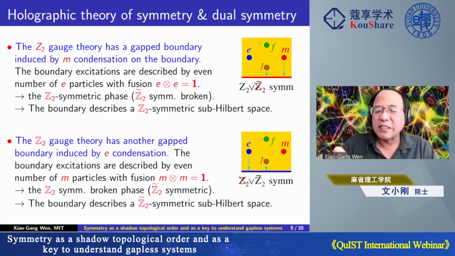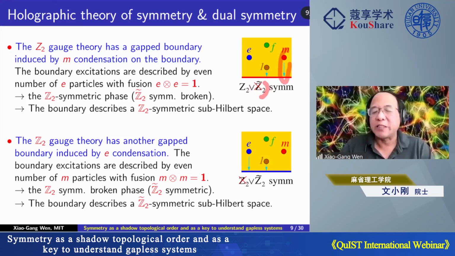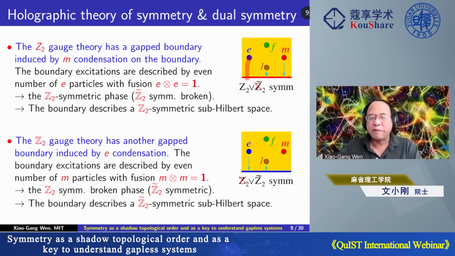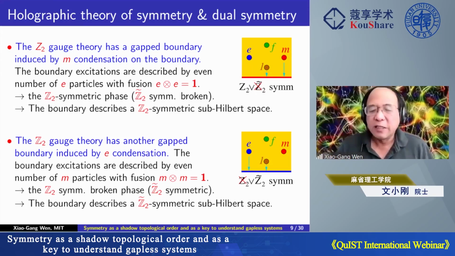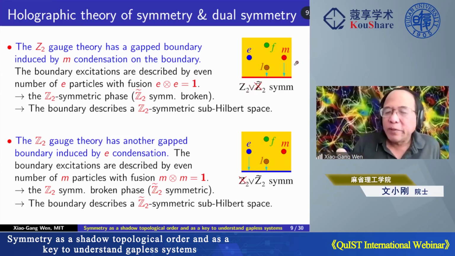So in a sense, it's like this because M is a dual Z2 charge. So this dual Z2 symmetry is spontaneously broken by M condensation. But the E particle going to the boundary still remains a well-defined particle. So therefore, the Z2 symmetry is unbroken. So actually, the 1 condensed boundary corresponds to this Z2 symmetric phase.